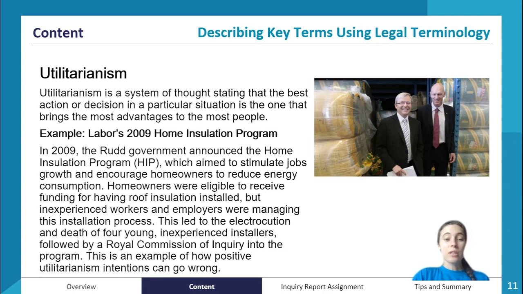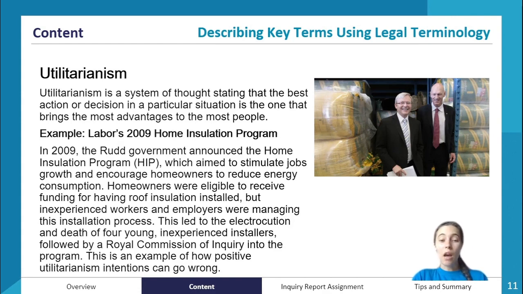Utilitarianism. This is a system of thought that states that the best action or decision in any particular situation is the one that brings the most advantages to the most people. So, the most benefits, I suppose. And an example of how this can go wrong is the 2009 home insulation program from the Labor government. This definitely had this idea of wanting to bring the most benefits to the most amount of people, but it wasn't executed in a way that worked, unfortunately.